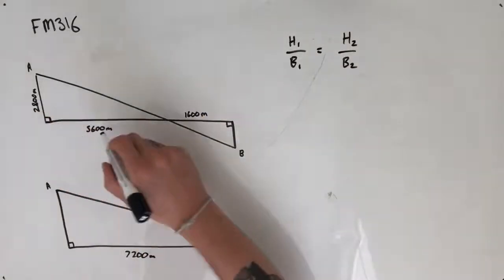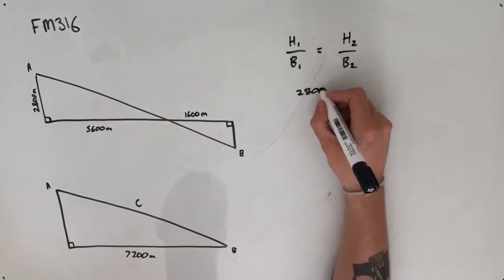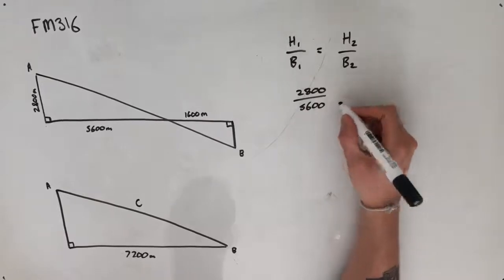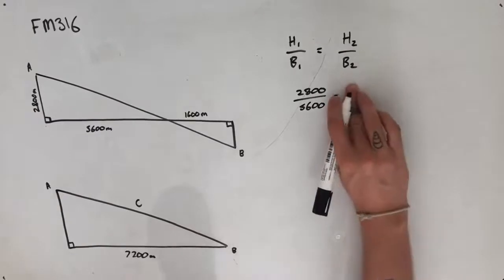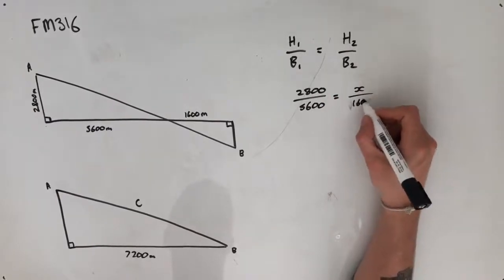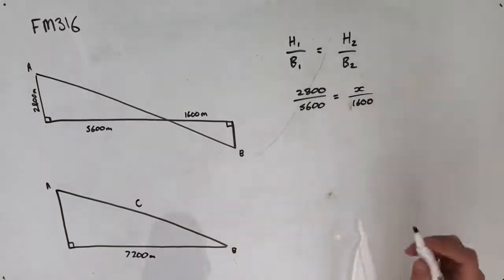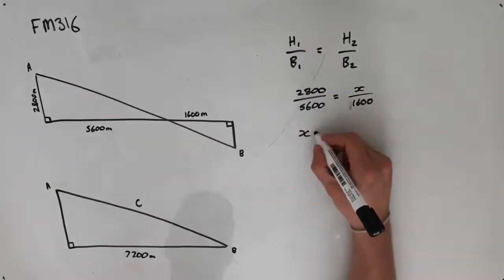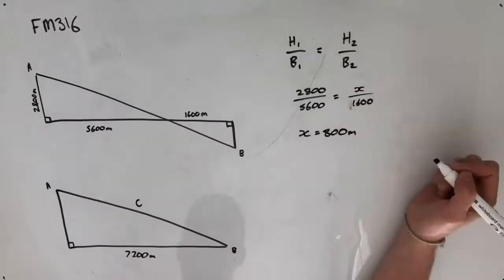So if we take our height and base length of our first triangle, we say 2,800 over 5,600 should be equal to our unknown height over 1,600. From here, you can either rearrange this by hand or use the solve function in your calculator. You should get a value for x of 800 meters.